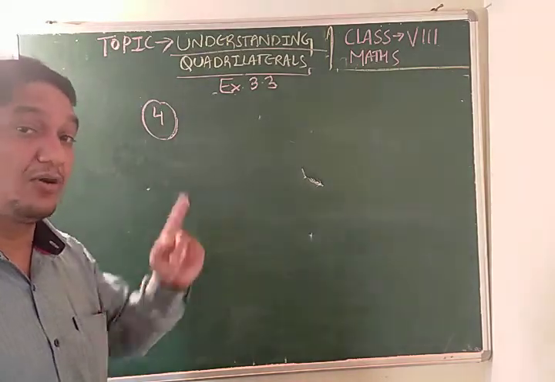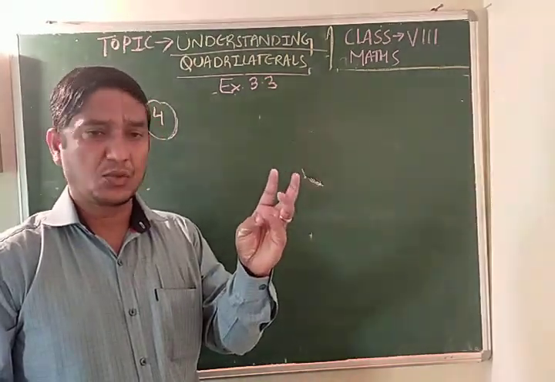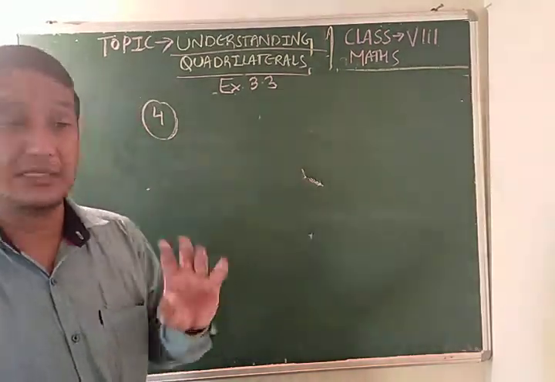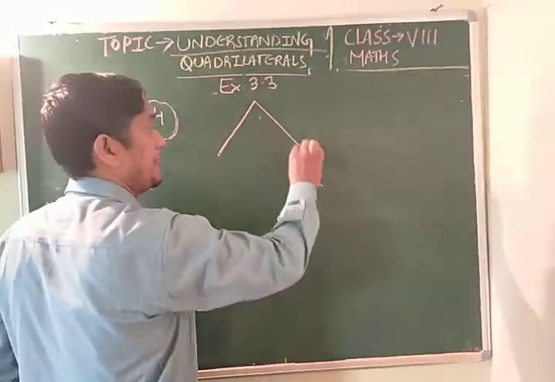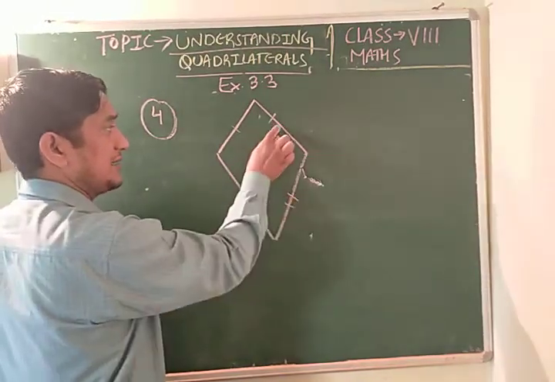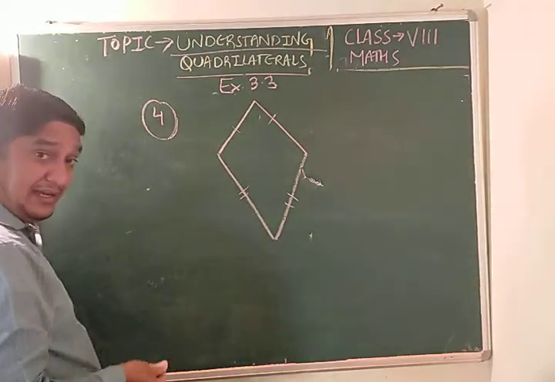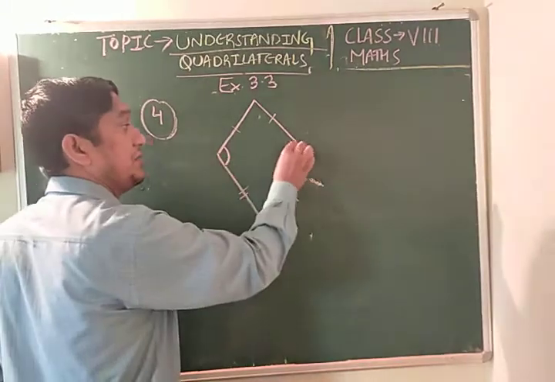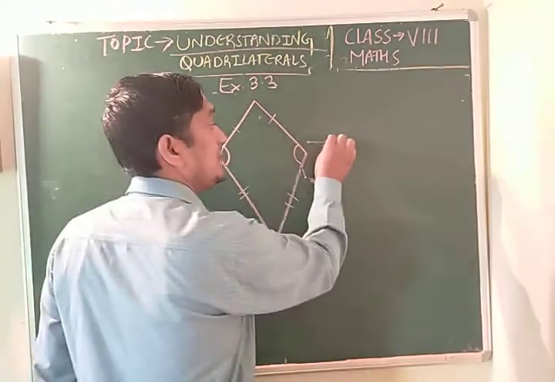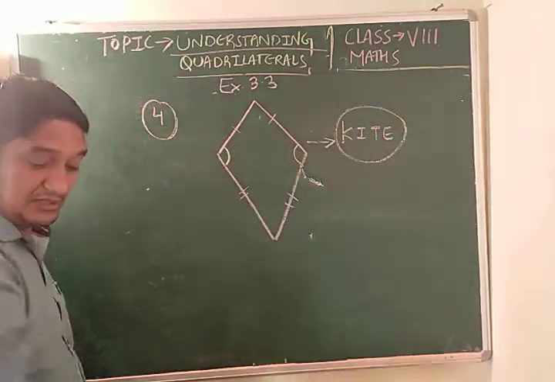So children, recall all the properties of the quadrilaterals: parallelogram, trapezium, square, rhombus, rectangle, kite. We know that in a kite, this is a kite, this side is equal to this side, and this side is equal to this side. This is a kite, this is not a parallelogram. And here this pair of angles is equal. This angle and this angle are equal. So this is called a kite.